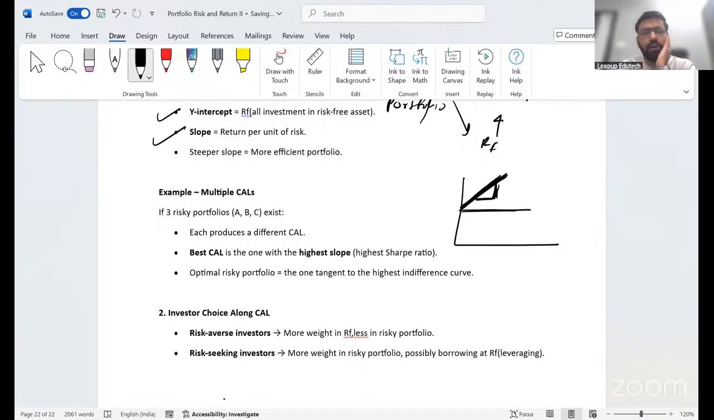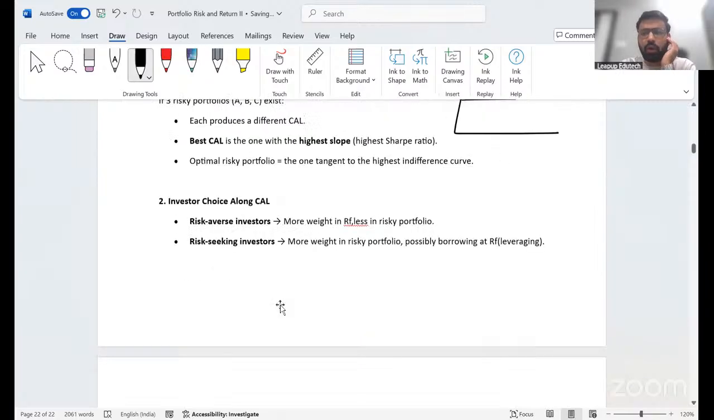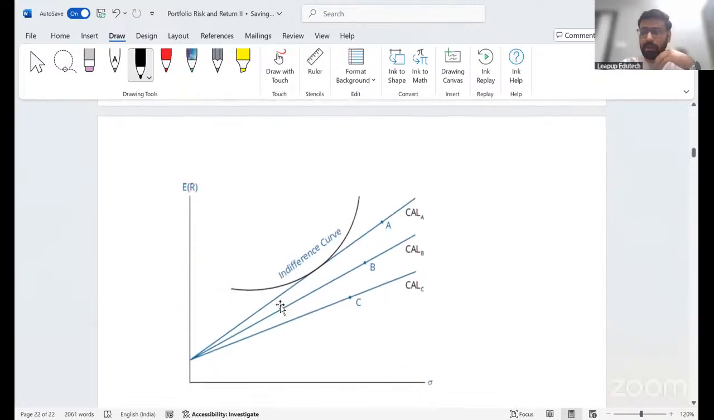Sir, now we are talking about CAL. Sir, what if there are multiple CALs? Is that possible? Yes, very well possible. I talk about an individual investor. Let's take an example of me. I would have different CALs because CAL plots what? A combination of a risky asset portfolio and a risk-free asset. Can I say there can be multiple portfolios that are possible?